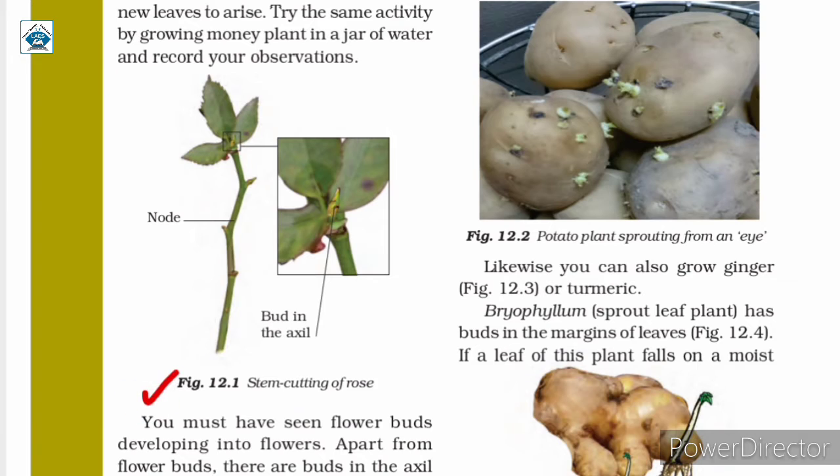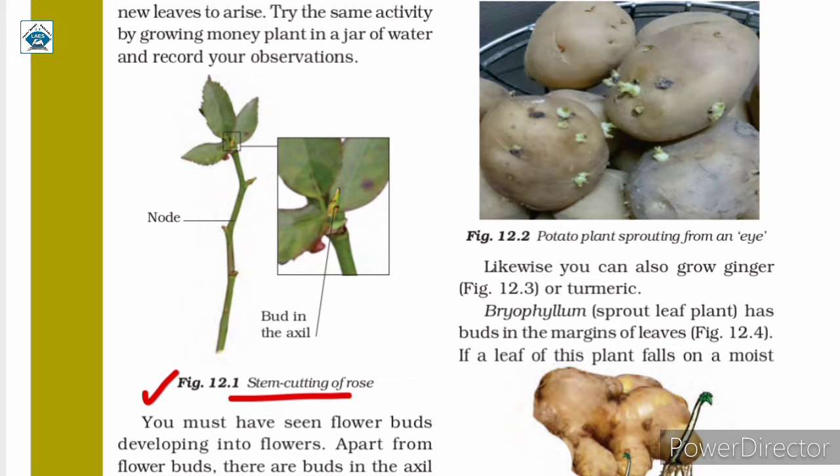In figure 12.1, we can see a stem cutting of rose. For performing the first activity, we require a branch of a rose or champa plant. You need to cut a branch of a rose or champa plant with a node in it.